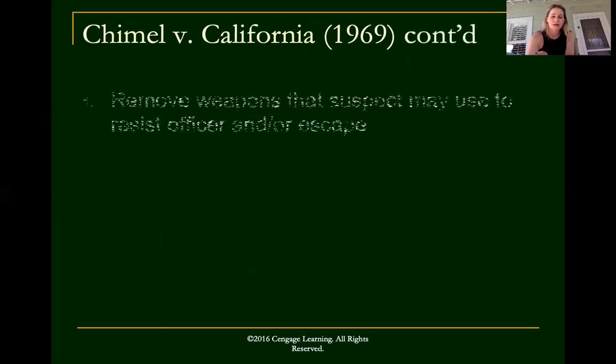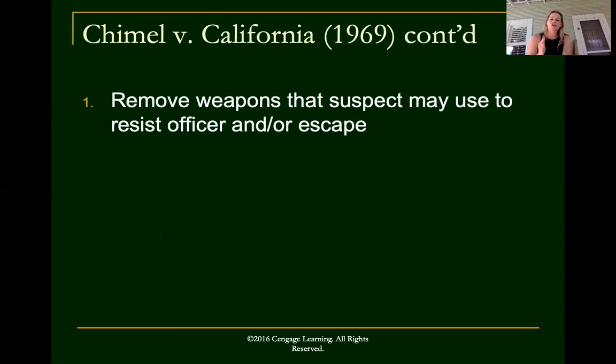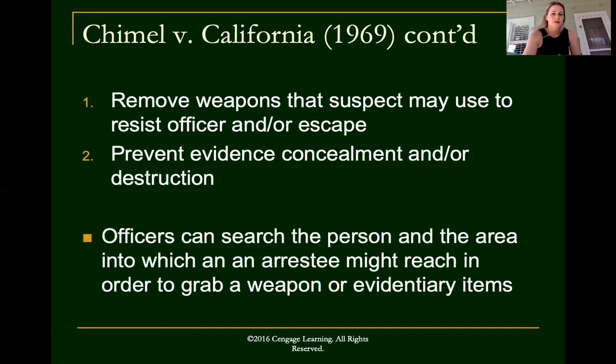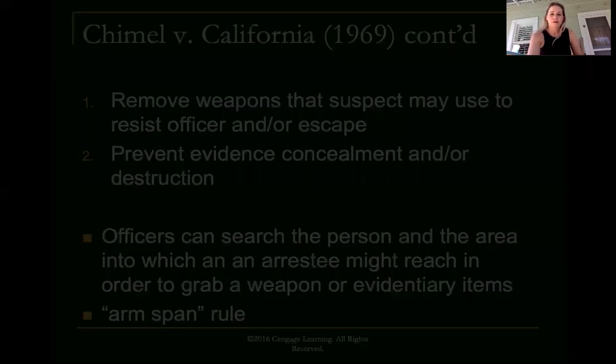The Chimel Two-Step is this. You can only search a person who's been arrested, one, to remove weapons, and two, to prevent evidence destruction. That's it. So you can't go upstairs or in their garage to keep looking for evidence. You can only search within their immediate surroundings. When I say their immediate surroundings, I mean their wingspan. This is known as the arm span rule.